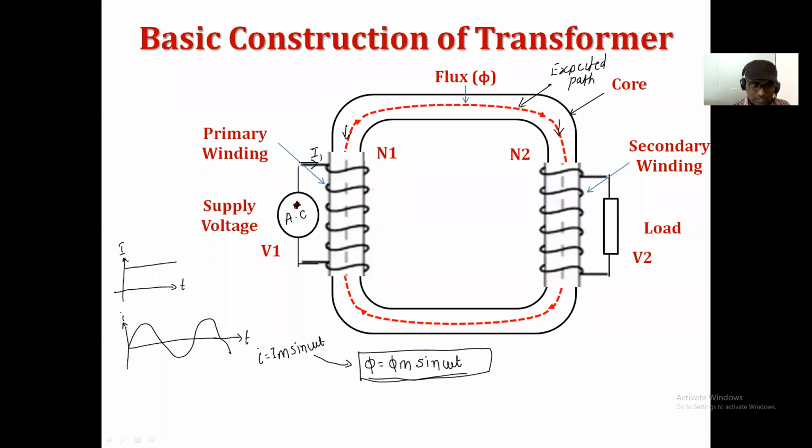Suppose I consider that the EMF induced in the primary winding is E1 and the EMF induced in the secondary winding is E2. But the EMF E1 induced in the primary winding is known as self-induced EMF. Why do we call it a self-induced EMF? Because why is that alternating flux produced here? Due to the change in its own current.